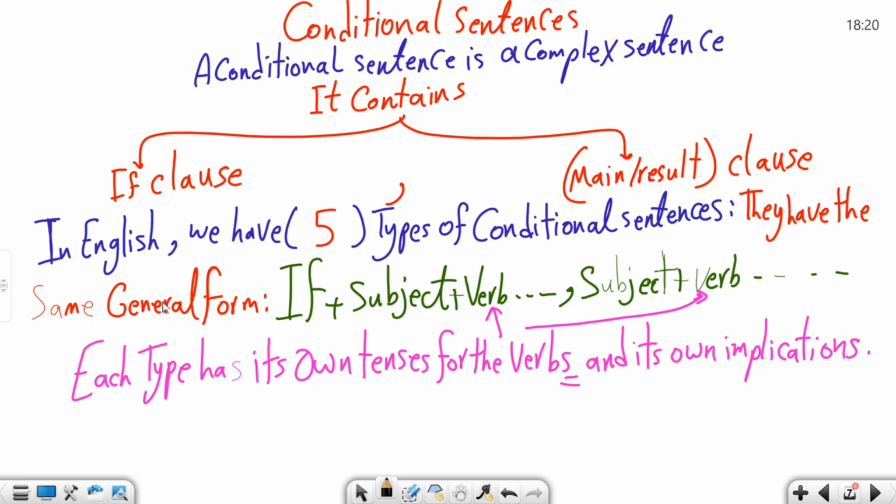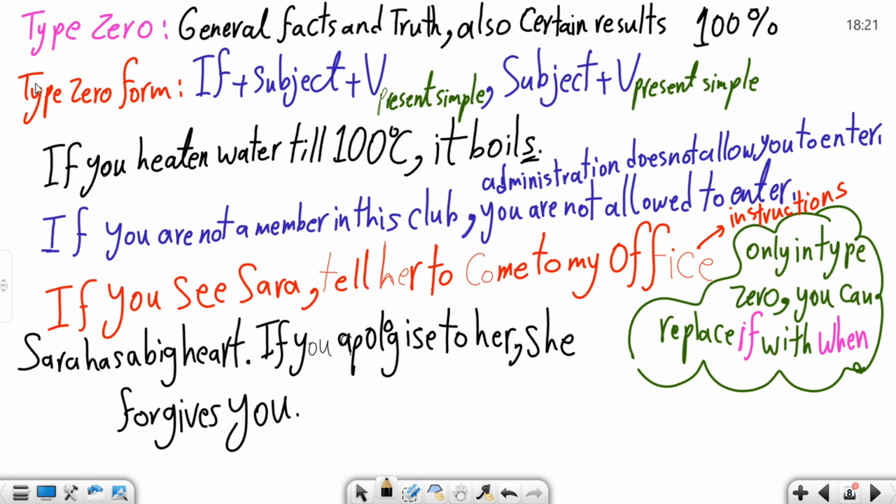And then we said that we have 5 types of conditional sentences. They all have the same general form, and they are different in terms of the verbs, as you see here. And we said that this class, the conditional sentences class, is nothing but a real representation of what we have learned about tenses before. Let's revise what we have taken in the first class of conditional sentences again.